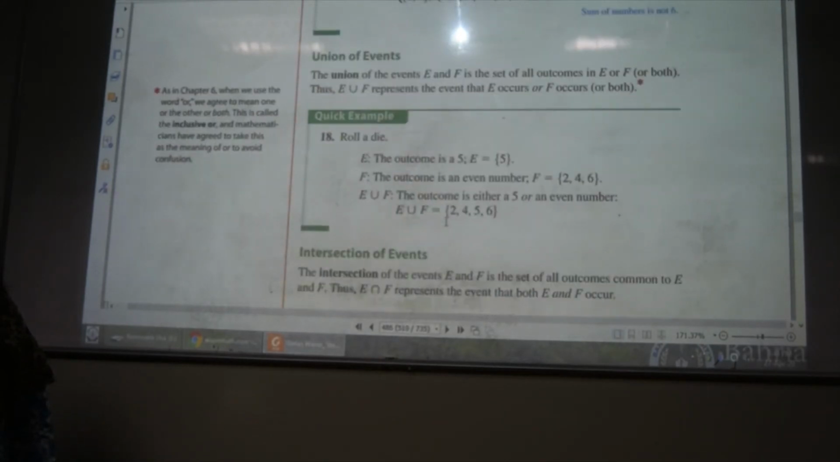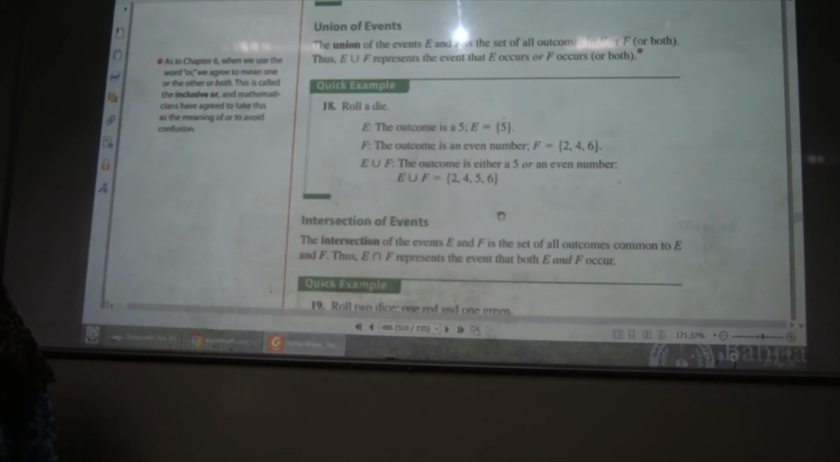Similarly, union is, as I said, an event when you roll a die, the outcome is 5 or an even number. So a union is an OR. The outcome is either a 5 or an even number, so you're just going to add them up as 2, 4, 5, 6. You're not going to be taking the common ones. You're just adding them up, this or this.